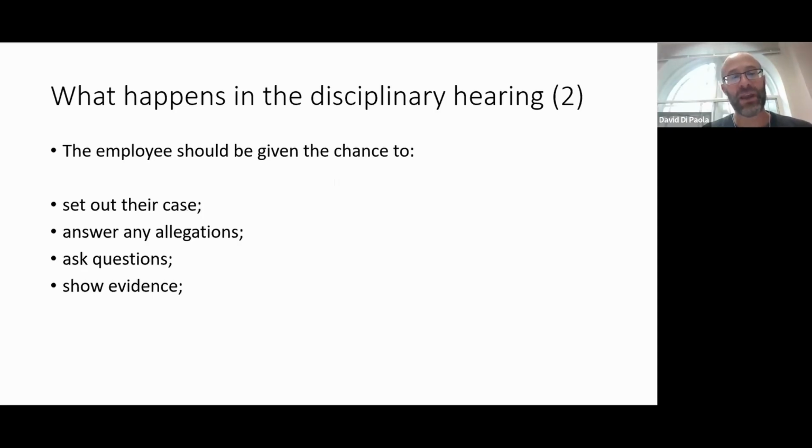At the disciplinary hearing, the employee gets the chance to set out their case. What they say, well, I don't bully this person, this is what happens, answer any allegations, ask questions, and they might have evidence themselves. If for instance, the employer is saying you send abusive messages to your colleagues, and has got evidence of those messages, the person who's the subject of the disciplinary might go, well, actually, yes, sometimes maybe I have sent abusive messages, but here's my evidence of the abusive messages that these colleagues have sent me, which is why I've sent abusive messages back.